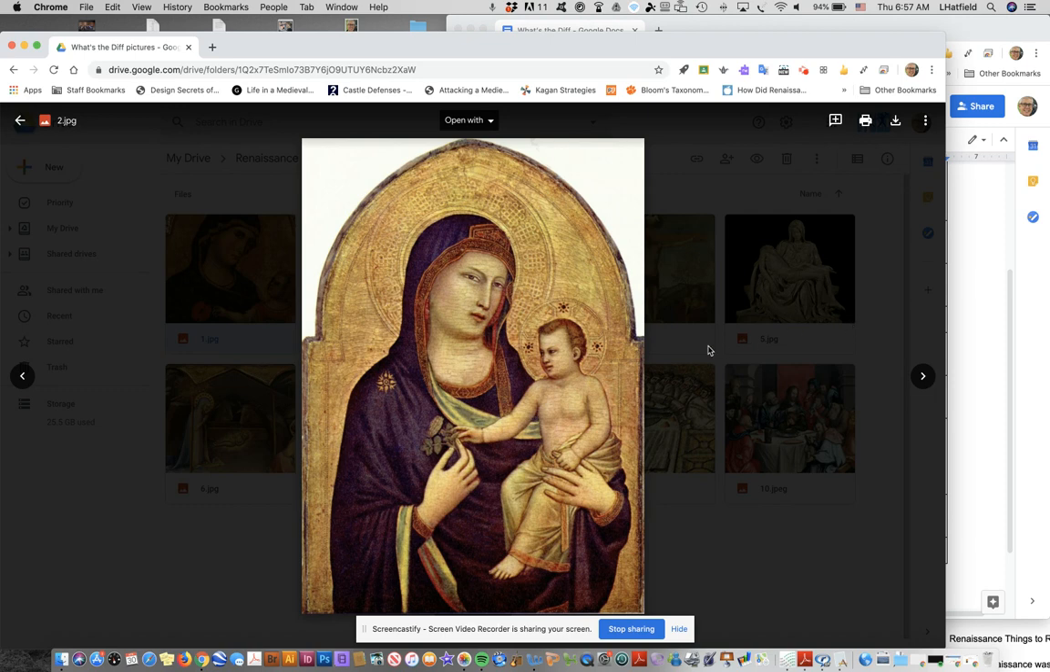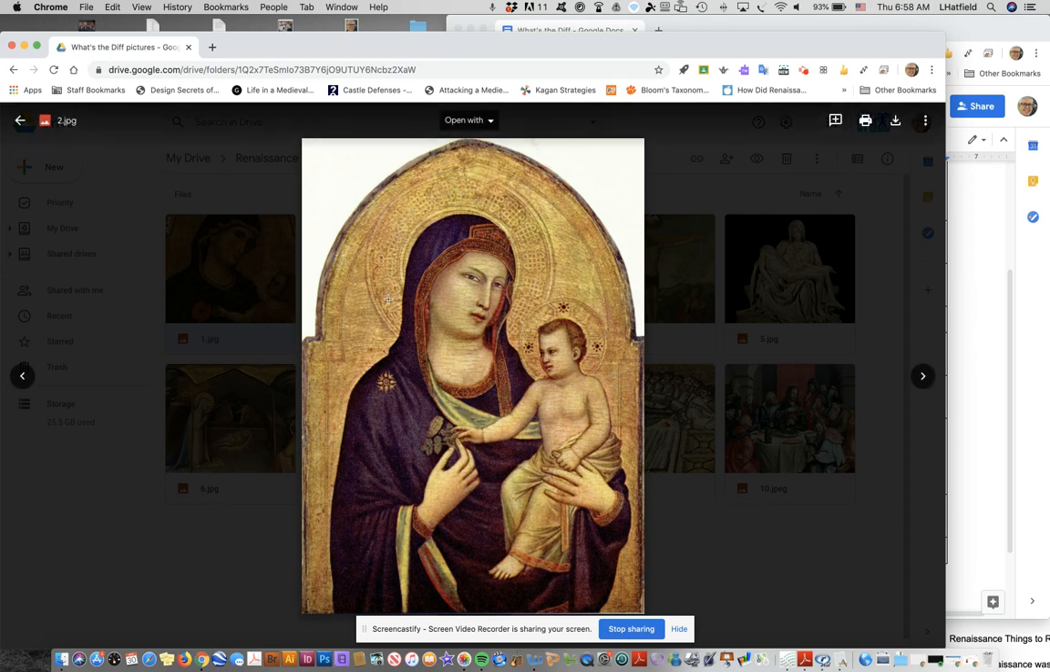You'll notice a couple of things. First, notice the background. It's very plain. It's gold, and the reason it's gold is because these are very important religious figures. You'll notice too, for medieval people who were looking at these things, they wanted to make sure that they understood who they were.